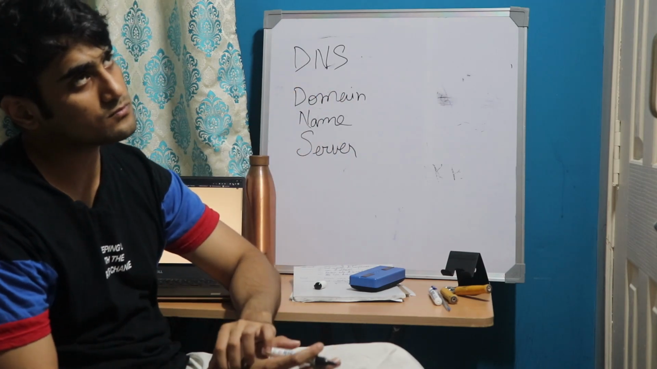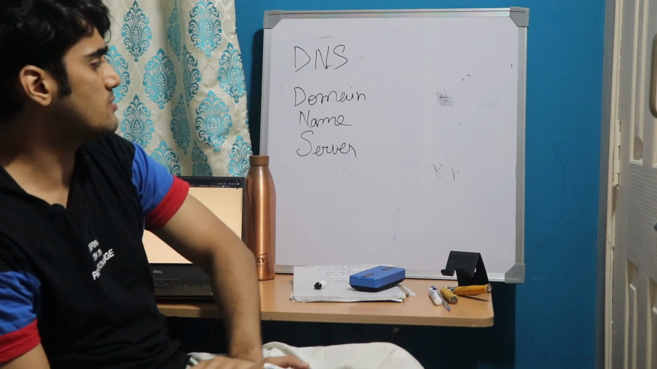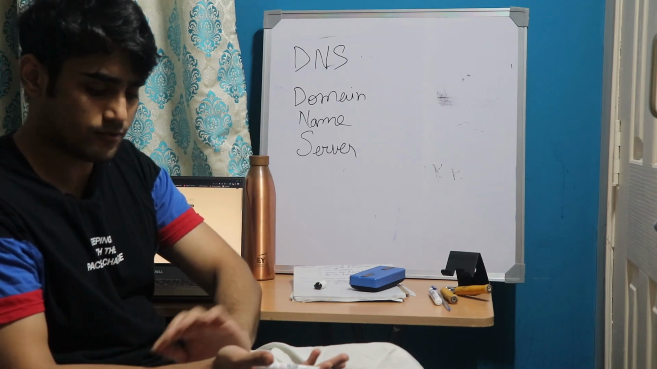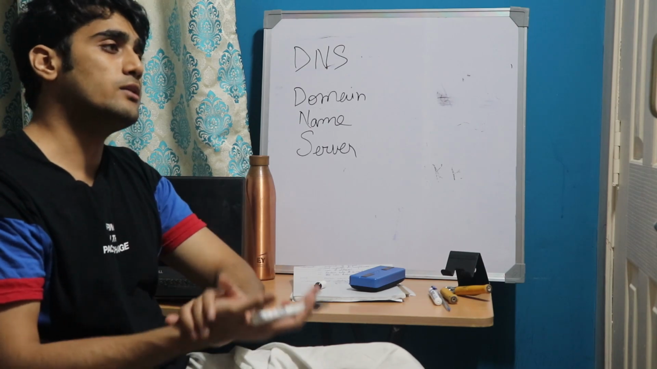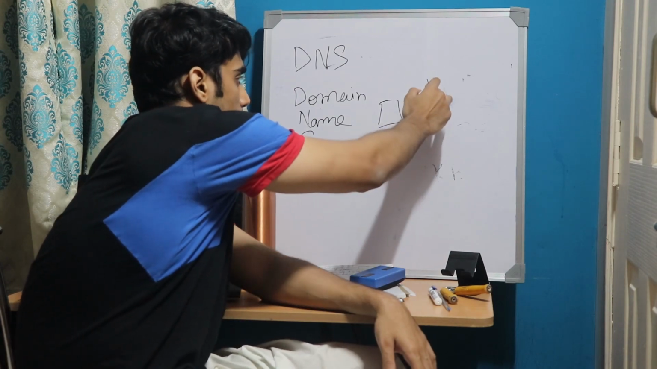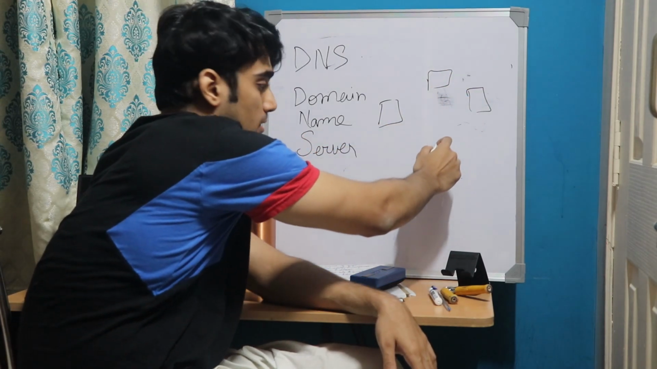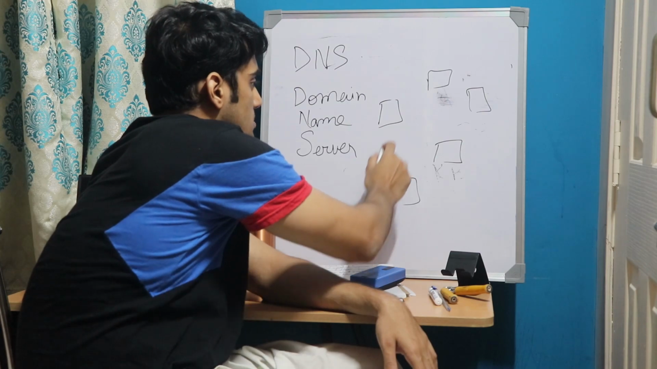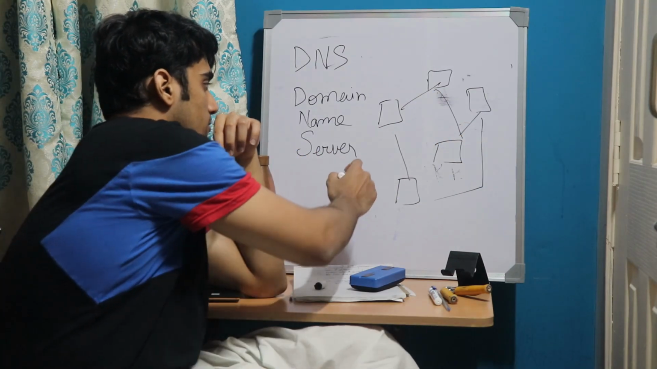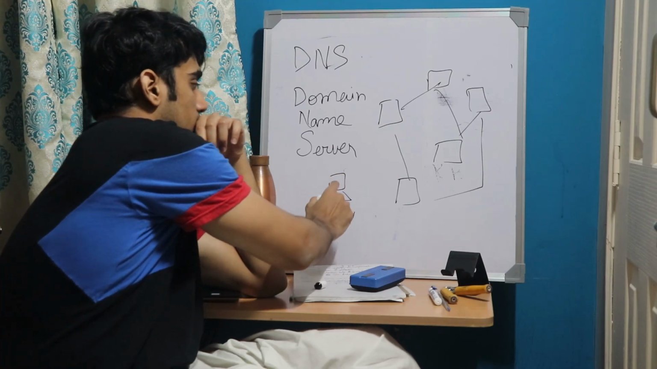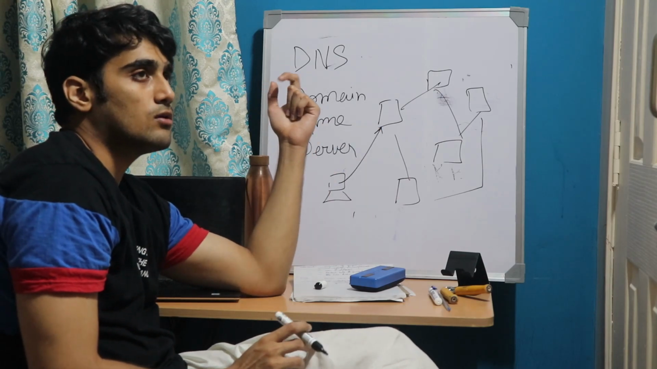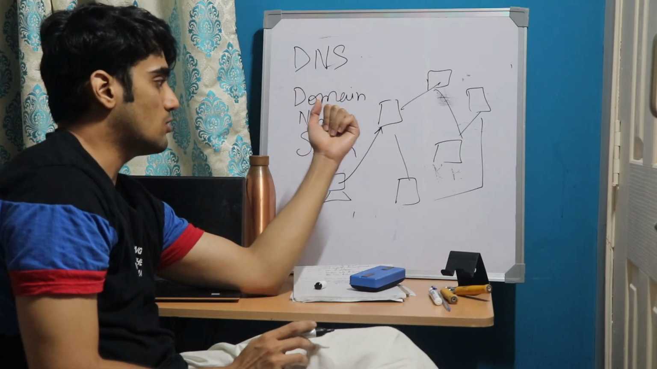But going into more detail about the domain name server, one domain name server would never be enough to contain all the mappings. So there is not one domain name server, but many domain name servers which are connected to each other. So what happens is, when I enter facebook.com, my computer will request this domain name server for the IP of facebook.com.